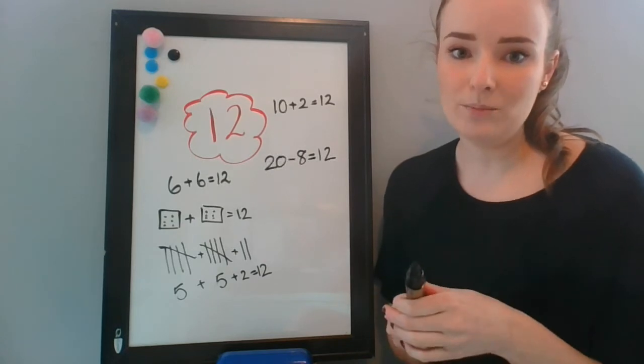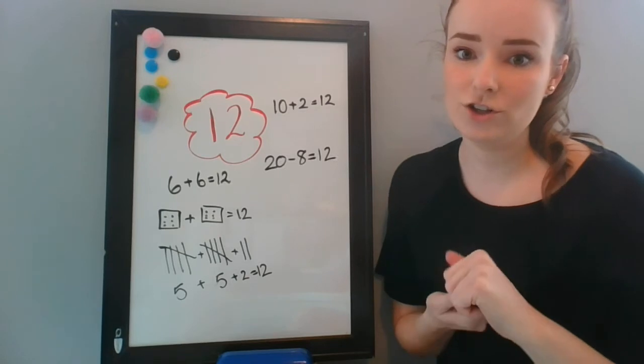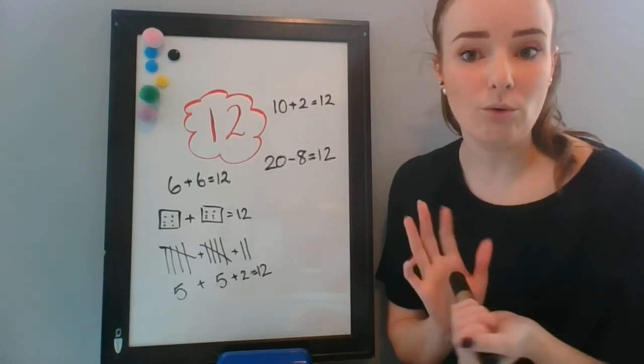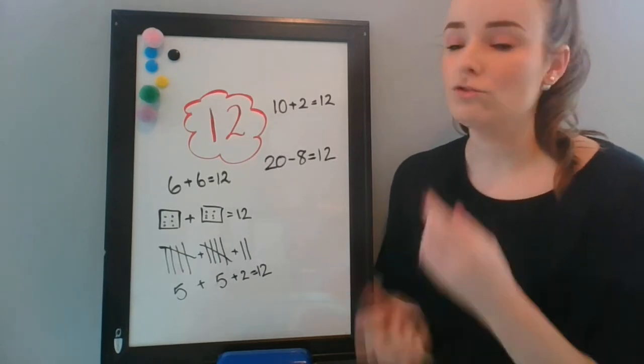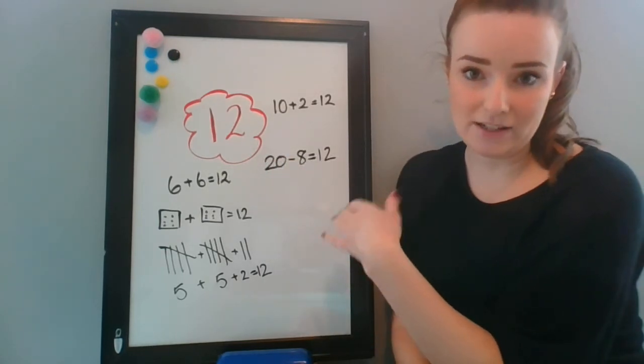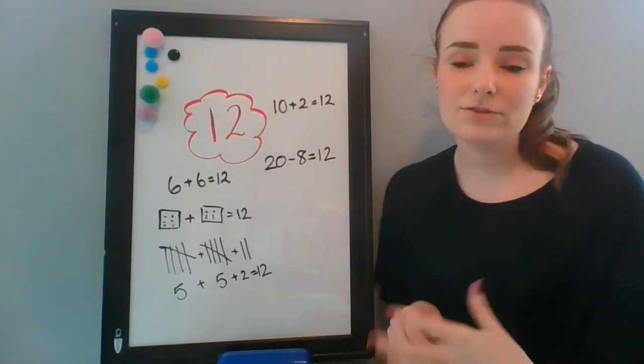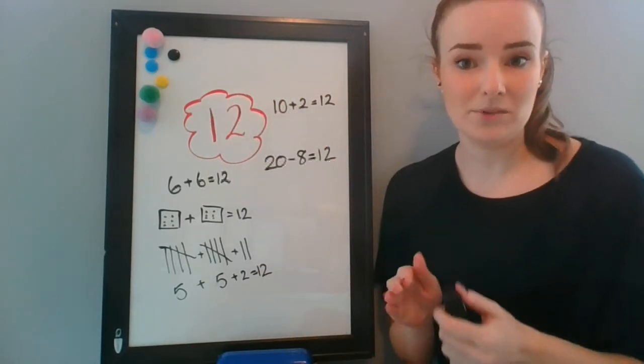So your number today is 15. The extension options are 35 or 85. So you're going to write your number in the middle. So you're going to either write 15, 35, or 85 in the middle of your page or at the top. And you're thinking of as many different ways as you possibly can to represent that number.